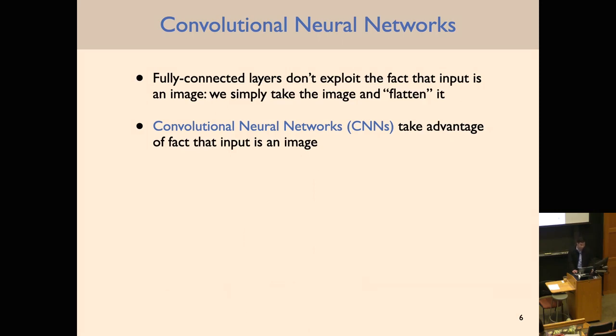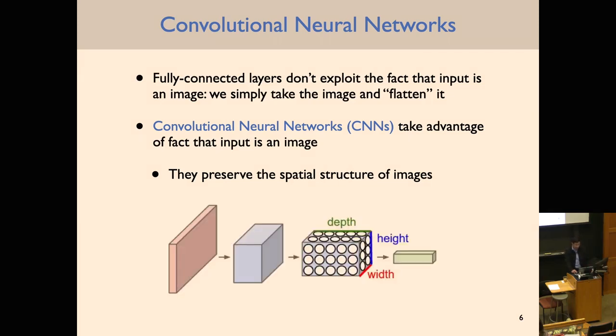CNNs, convolutional neural networks, take advantage of the fact that the input is not just some arbitrary vector, but the input is really an image. And they preserve the spatial structure of images, as I'll discuss in a couple of minutes. But I guess this is the kind of picture I want you to have in your mind.